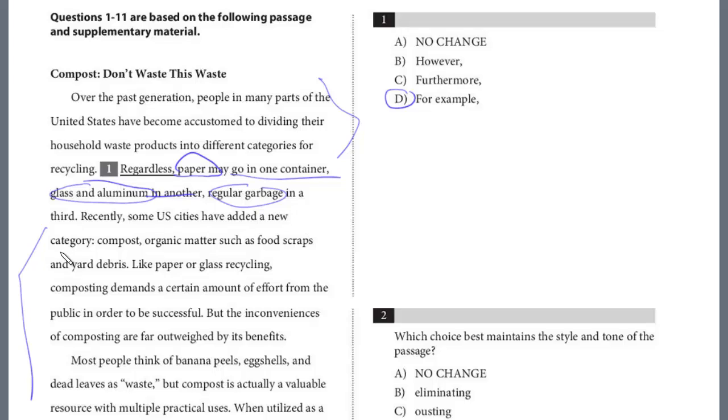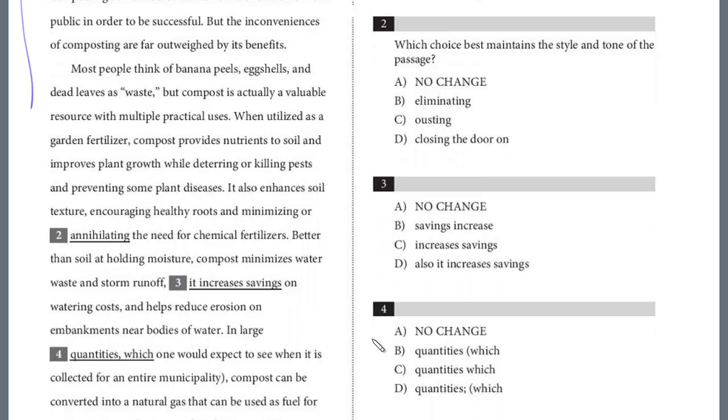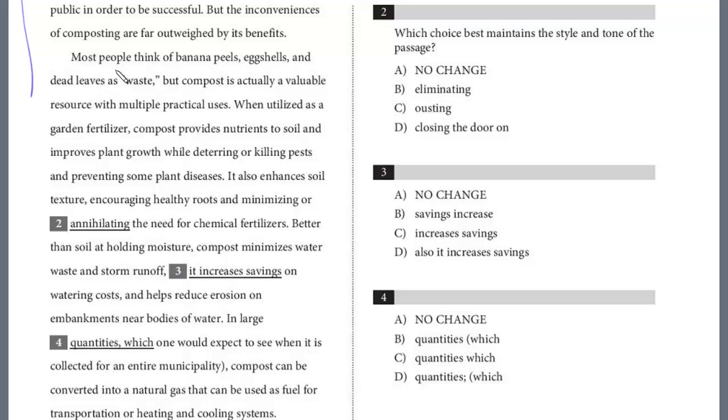Recently, some U.S. cities have added a new category, compost, organic matter such as food scraps and yard debris. Like paper or glass recycling, composting demands a certain amount of effort from the public in order to be successful, but the inconvenience of composting are far outweighed by its benefits. Most people think of banana peels, eggshells, and dead leaves as waste, but compost is actually a valuable resource with multiple practical uses. When utilized as a garden fertilizer, compost provides nutrients to soil and improves plant growth while deterring or killing pests and preventing some plant diseases.